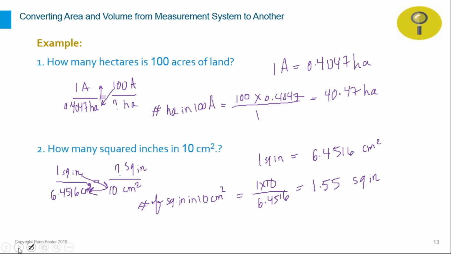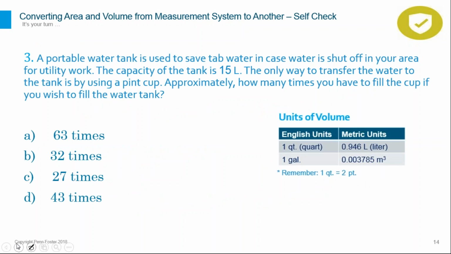Okay, now let's look at a self-check. Let's read the question together. A portable water tank is used to save tap water in case water is shut off in your area for utility work. The capacity of the tank is 15 liters. The only way to transfer the water to the tank is by using a pint cup. Approximately how many times do you have to fill the cup if you wish to fill the water tank?